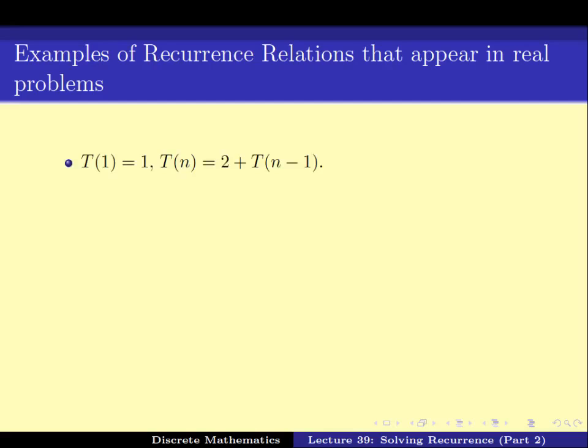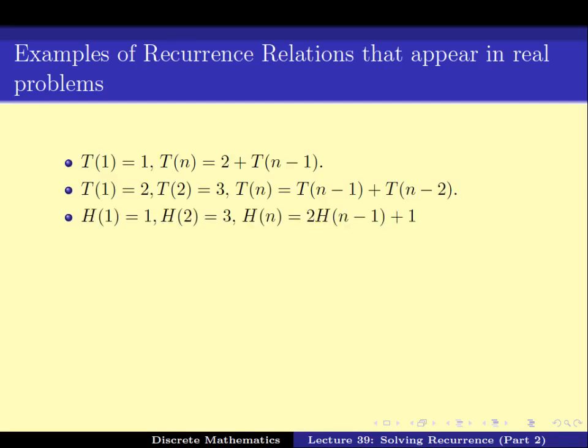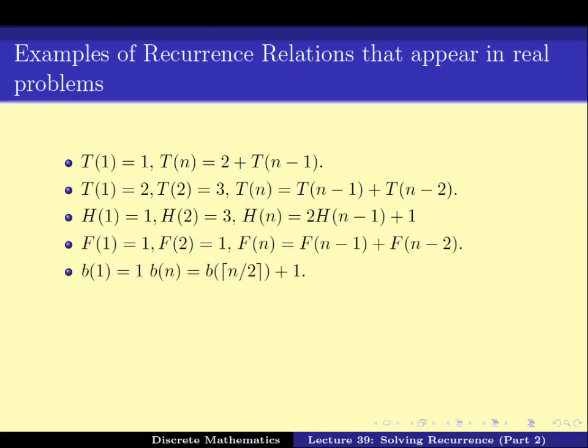Say, for example, t1 equals 1 and tn equals 2 plus tn minus 1. Or t1 equals 2, t2 equals 3, and tn equals tn minus 2 plus tn minus 1. Or this is the one that came from the Tower of Hanoi problem: h1 equals 1, h2 equals 3, and hn equals 2 times hn minus 1 plus 1. Or this is the one that comes from the Fibonacci sequence: f1 equals 1, f2 equals 1, and fn equals fn minus 1 plus fn minus 2.